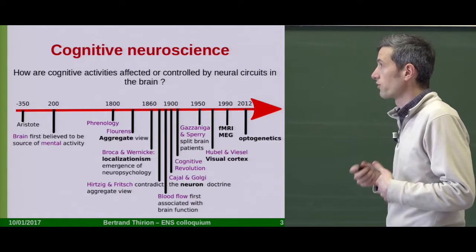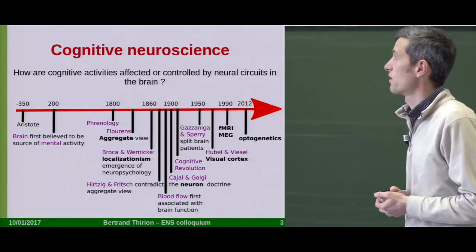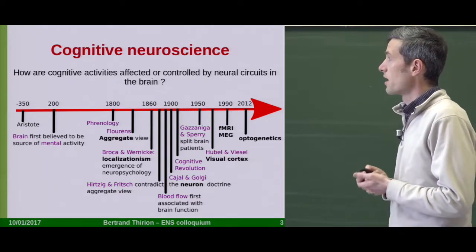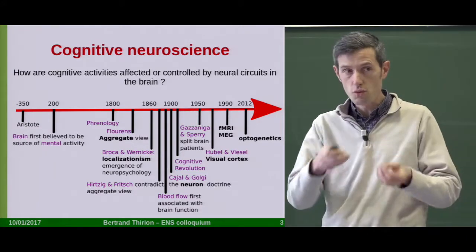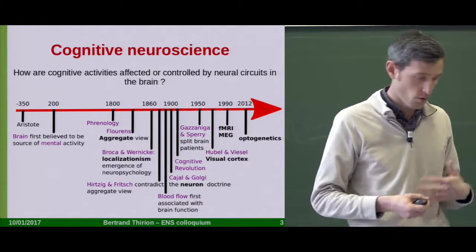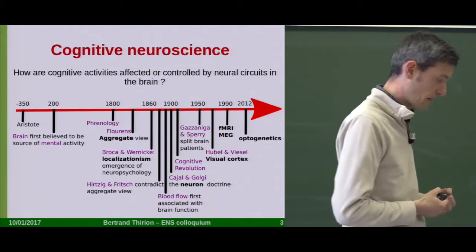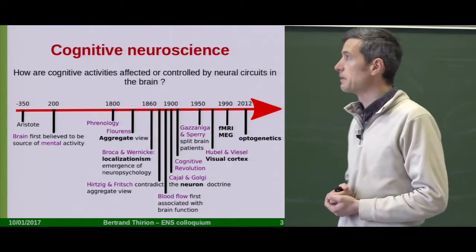And then, of course, there was huge progress along the 20th century. Many of them based on lesion studies, so people with stroke with a very focal lesion. And we could study, for instance, the impact of lesion, or people with epilepsy.